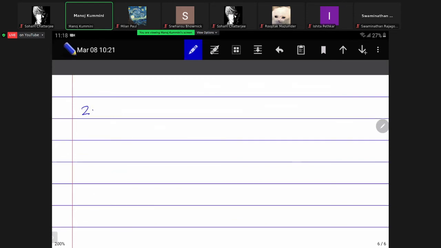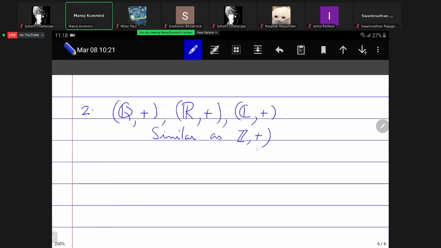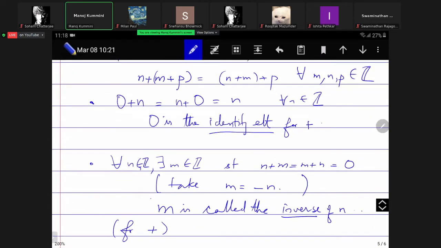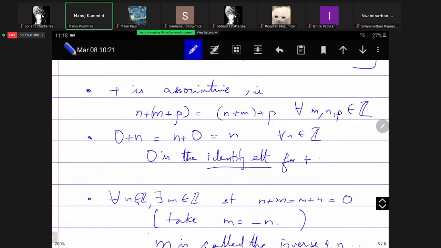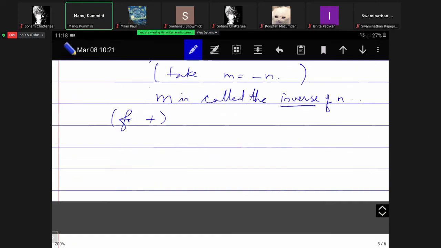Second example, we can do the same thing for the set of rationals with the same operation, the set of real numbers with the same operation, and the set of complex numbers with the same operation. Similar argument, similar to Z plus. Wherever we write Z, we can replace it by the correct symbol, Q or R or C. All of these statements will go through.